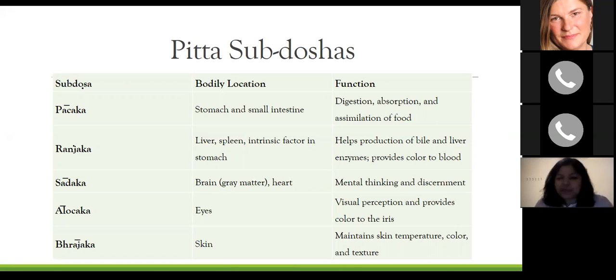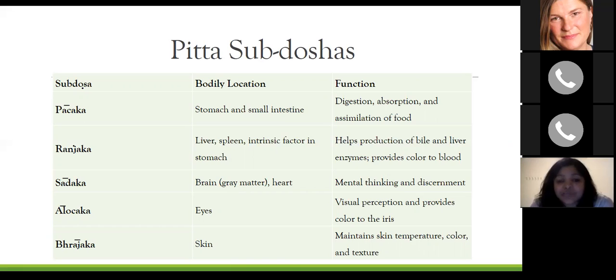So what do I mean by a bad transformation? An example of a bad transformation is, for instance, when something becomes putrefied, or when there is an infection and there is pus formation. That is, again, something that is transforming from one state to another, and that is done by the Pitta dosha. Okay, so the major function for Pitta is transformation or metabolism, breakdown.